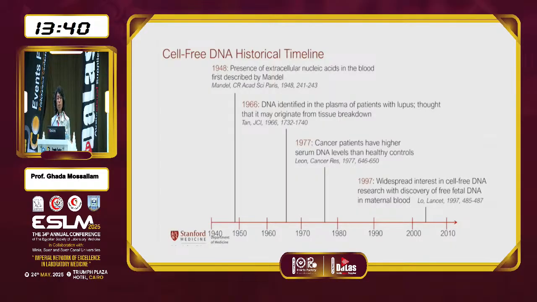Cell-free DNA was first described by Mandel et al. in 1948, who described the presence of cell-free DNA in the blood of normal individuals. Then, in 1966, Tan et al. described the increased elevation of cell-free DNA in patients with lupus erythematosus. Subsequently, in 1977, Leon et al. reported the significantly higher level of cell-free DNA in cancer patients compared to healthy subjects, while in 1997 there was a widespread interest in the fetal DNA in maternal blood.